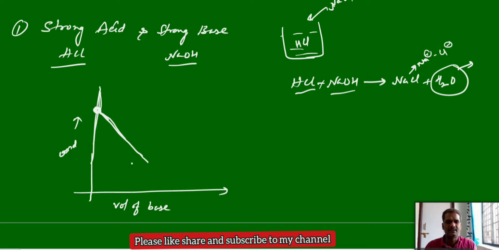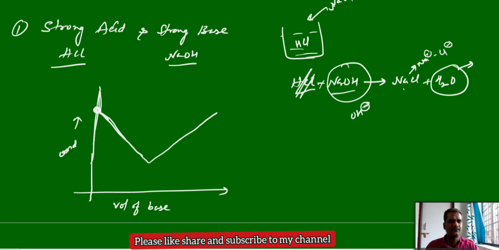The conductance will decrease till they reach some point where all the HCl is consumed in the beaker. Then after that, if you add one more NaOH drop, the conductance will increase suddenly. Why? After all consumption of HCl, what is left? Only NaOH is left. NaOH means we have OH minus ions. OH minus ions also show more conductance, so the conductance value will increase suddenly.